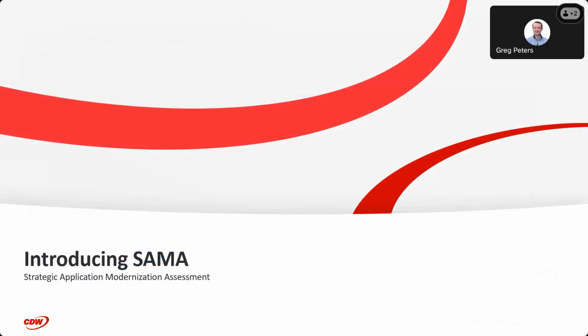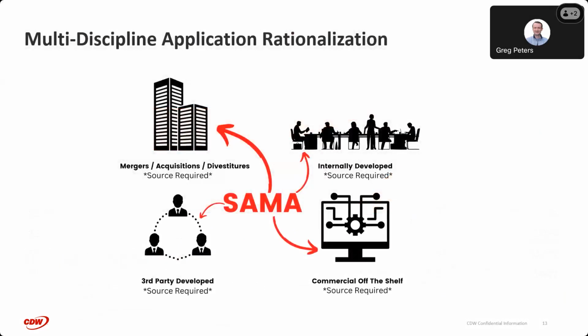So we're going to introduce you to SAMA and how we think about these problems in a different way. SAMA is a multidiscipline application rationalization service that CDW provides. It's proprietary to CDW, and it allows us to analyze applications at any level across all of the source code they have in an organization. So if you've got mergers and acquisitions or divestitures you're dealing with, or you've got internal developers or third-party agencies that are developing code for you, or even some COTS stuff at some level, we can do that analysis.